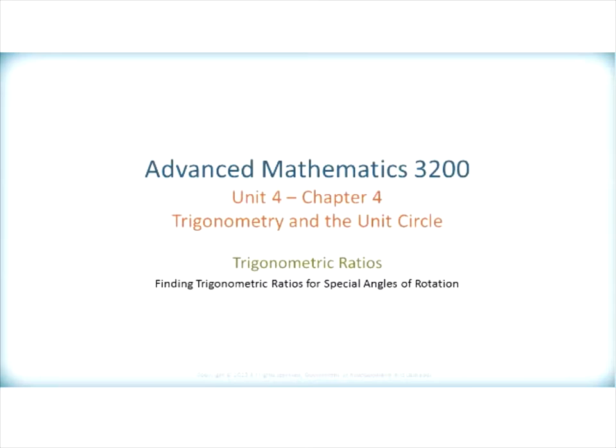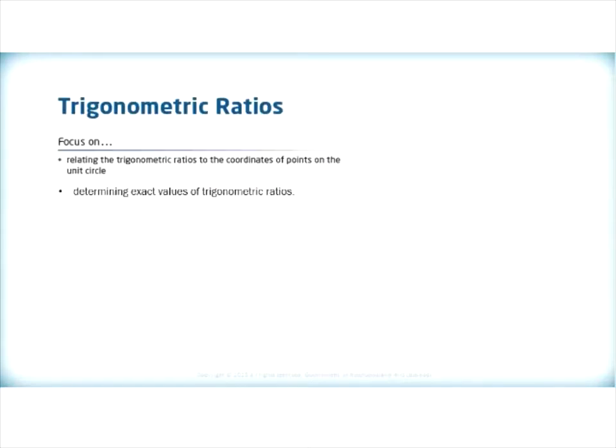Okay, in this session we're going to have a look at Unit 4, Chapter 4, Trigonometry and the Unit Circle. We're looking at trig ratios, and we'll be looking at finding trigonometric ratios for special angles of rotation. The focus of this lesson will be on relating the trigonometric ratios to the coordinates of a point on the unit circle and determining exact values of trigonometric ratios.